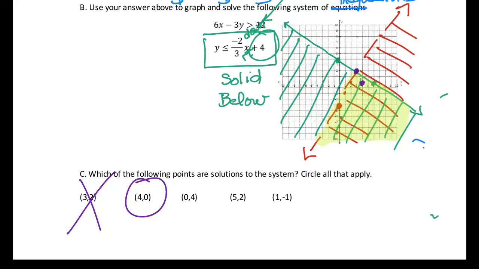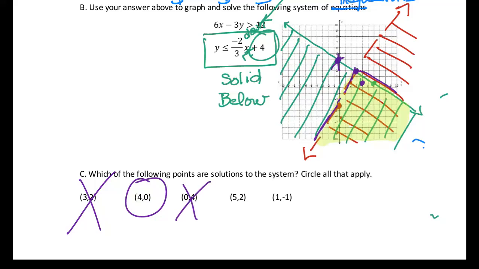How about (0, 4)? That is this point. It's on a solid line, but it's nowhere near the actual area, right? So just because it's a solid line, no, it has to be a solid line around that area. So that one's a no.